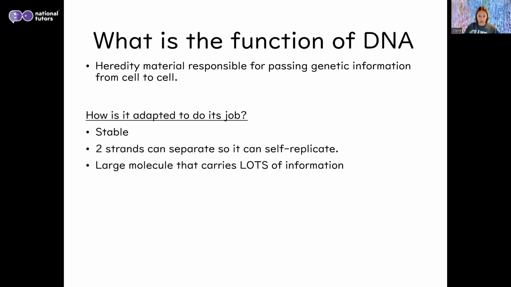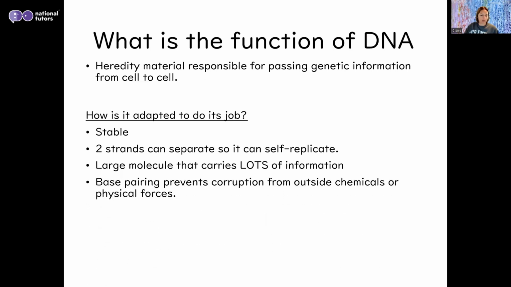Oh my goodness, so much information. Base pairing prevents corruption from outside chemicals or physical forces, though not everything. You know, that's what cancer's there for anyway. That's a specific code. It's very important. Okay, so how is it adapted to do its job? There are a few little things to think about and know for DNA.